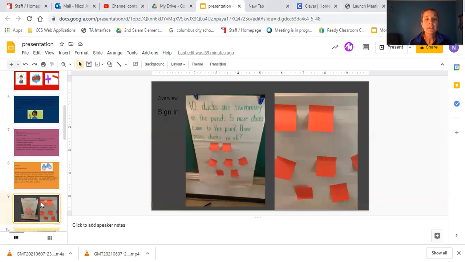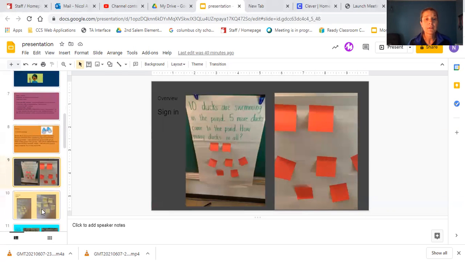Here is just an example of one of my sign-ins, and you can see that it is an addition in all within 20, and all the 7 students that were there that day wrote the equation the correct way and solved the problem correctly.